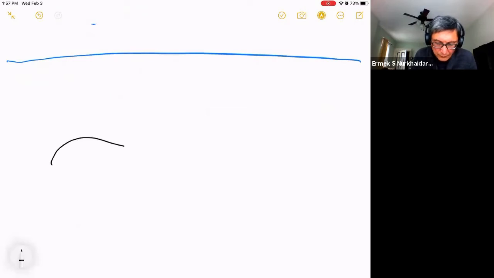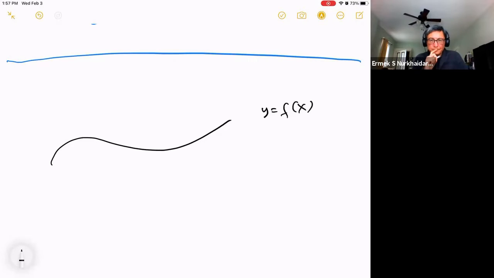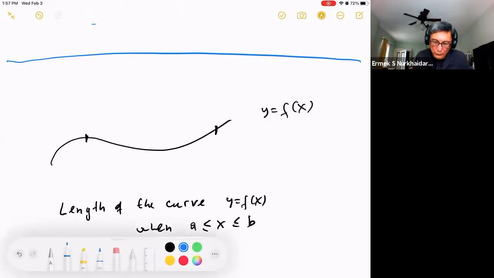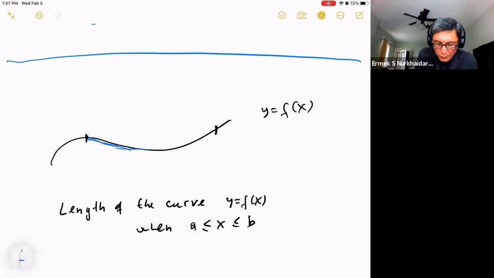So we have a curve, right? y equals f of x. And we want to know what is the length of the curve y equals f of x when x is between a and b. Right? So we have two endpoints, and we want to know what is the length of that curve between these 2 points.